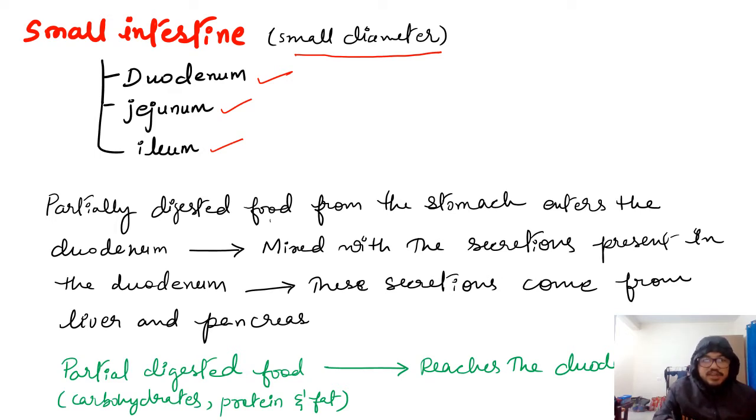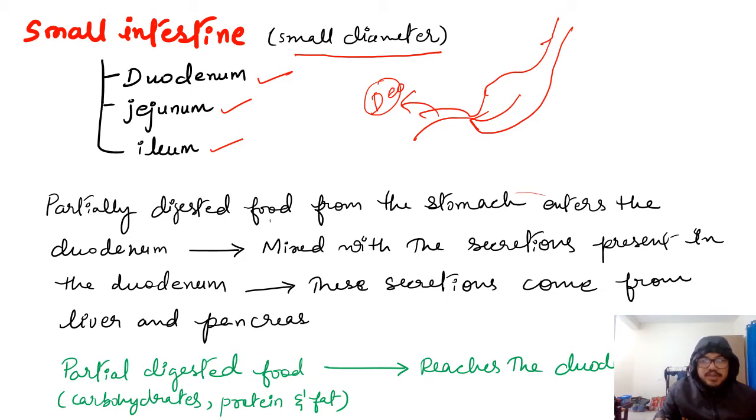In the duodenum part, whatever food comes from the stomach will enter inside the duodenum. In the duodenum there will be many secretions, which generally come from the liver and the pancreas. These are enzymes which will break down the partially digested food coming from the stomach to the duodenum further.